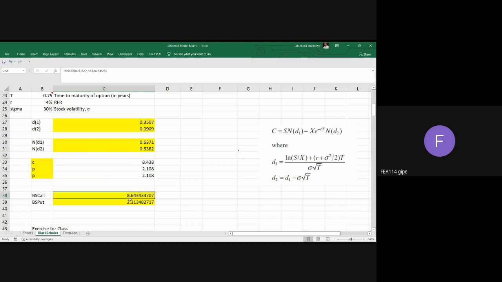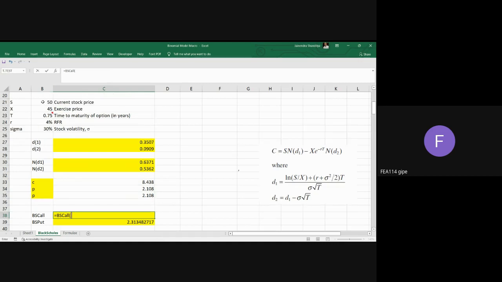So BS call and BS put is the easiest. It's like a child's game. So I just write here BS call. Now Excel understands because it's already programmed in this way. The only thing you have to remember is the first value should be the stock price, the second value the exercise price, the third the time, the fourth the interest rate, and the last one the volatility. You close the bracket and press enter. You get the price of 8.64. So this is how you get BS call.